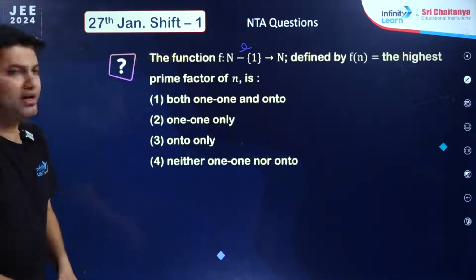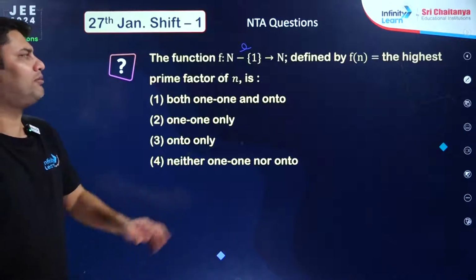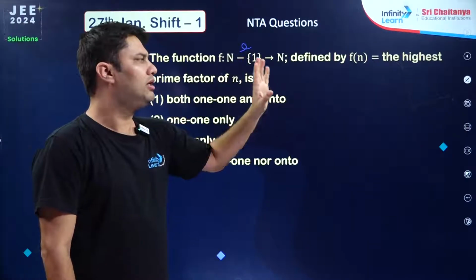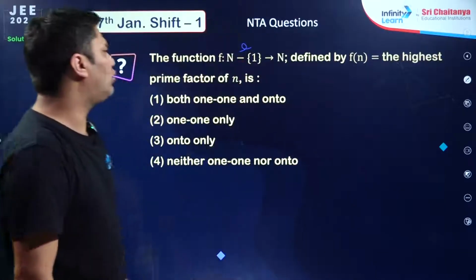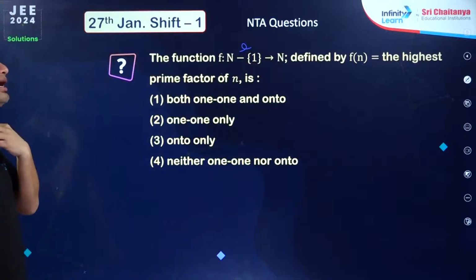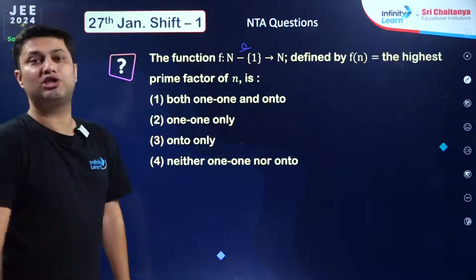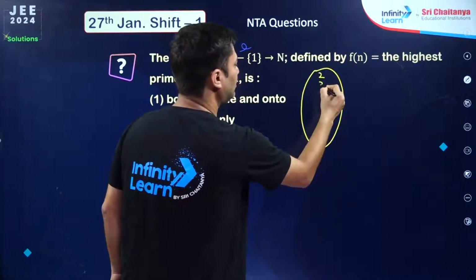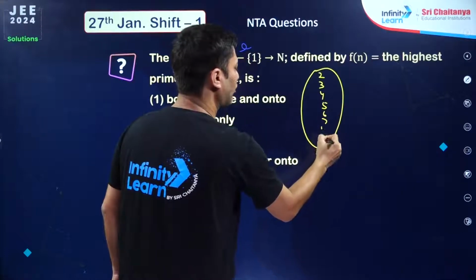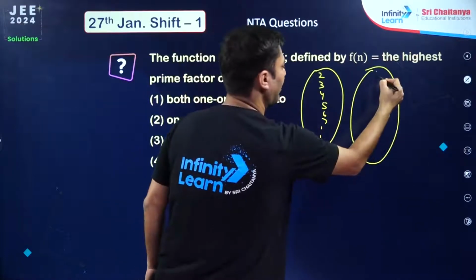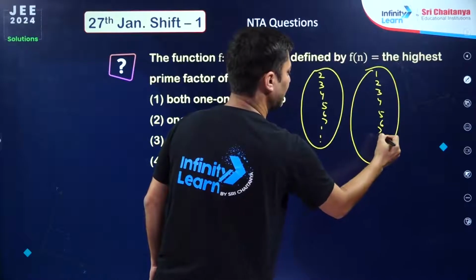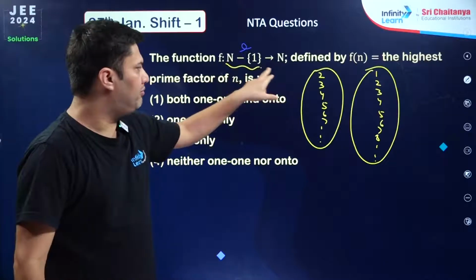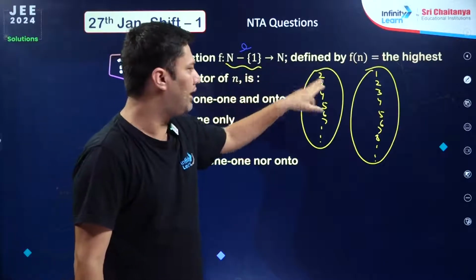Okay, got it? The function is from N minus 1, that means all the natural numbers except 1, or 2, 3, 4, 5, 6 up to natural numbers, defined by f(n) is equal to the highest prime factor of n. So f(n) is the highest prime factor of n. That means the domain is all the natural numbers 2, 3, 4, 5, 6, 7 and so on, and the codomain is 1, 2, 3, 4, 5, 6, 7, 8 and so on.